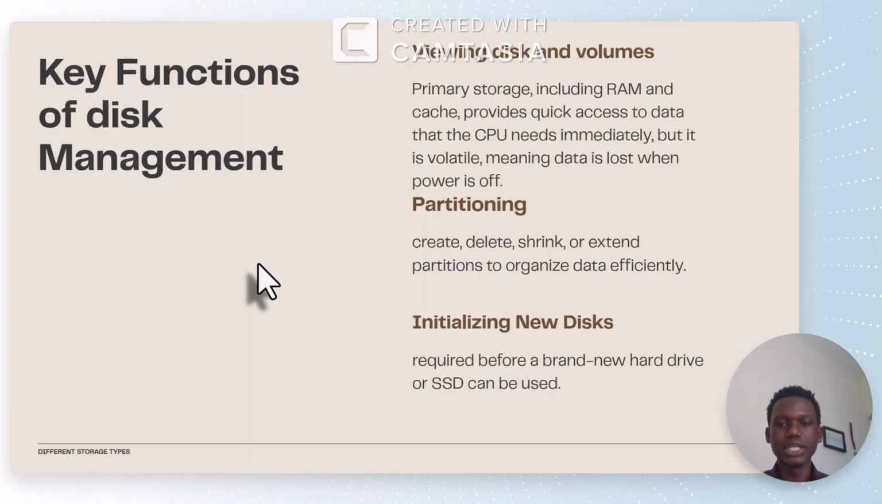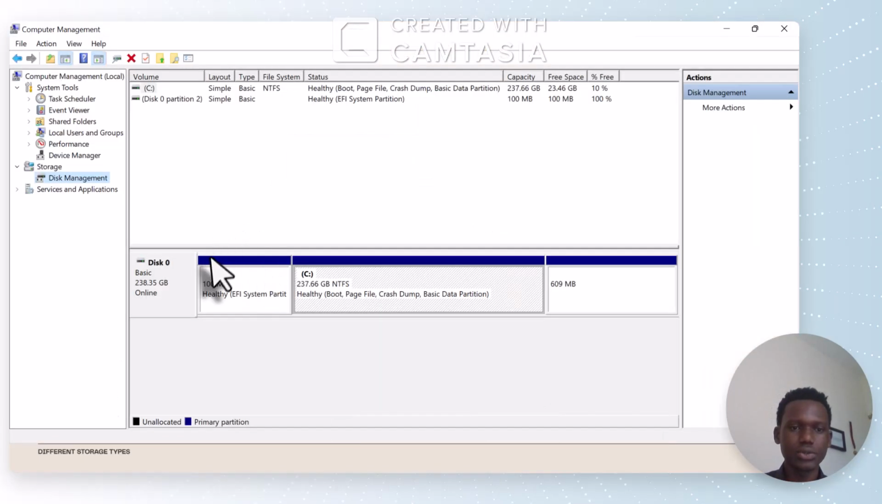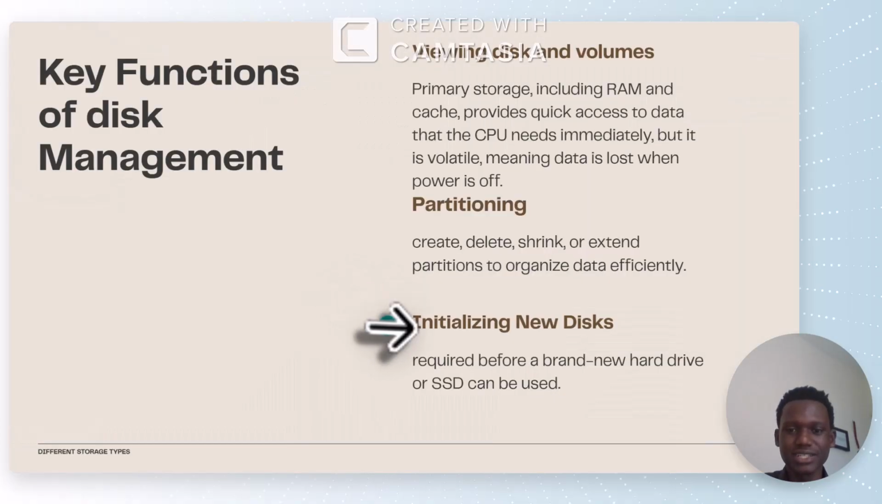The other function is partitioning. So we are able to create, delete, shrink, and extend partitions, and organize data efficiently. So here we can view that I have only one disk and only one partition. A partition, if I am to give an analogy, is like a folder, but different. A folder is like a room inside an apartment, while a partition is like different apartments but in the same building. I hope that does justice to understanding.